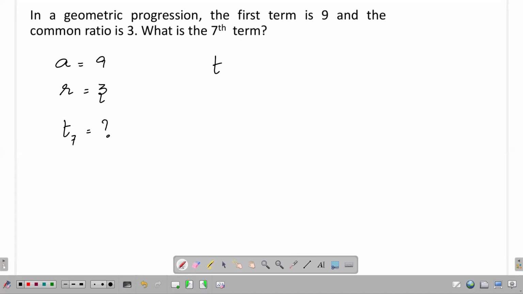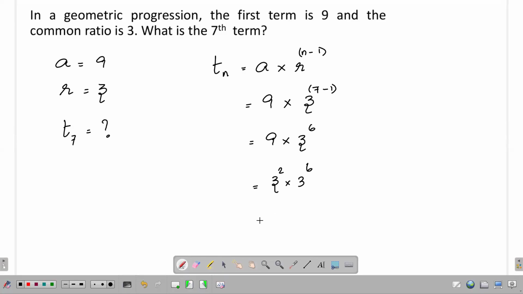Okay, so the expression to find the nth term of a geometric progression is a into r raised to n minus 1. So here a is 9, into 3 power n minus 1, which is 7 minus 1, because for the seventh term n is equal to 7. So 3 power 7 minus 1. So this is 9 into 3 power 6. 9 is nothing but 3 square, into 3 power 6. And this entire result is 3 power 8. This is going to be my answer.